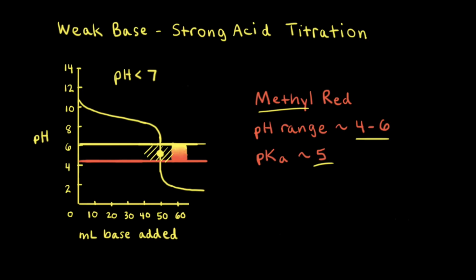So to summarize, when choosing an acid-base indicator for a titration, choose an indicator whose color change occurs as closely as possible to the pH at the equivalence point.